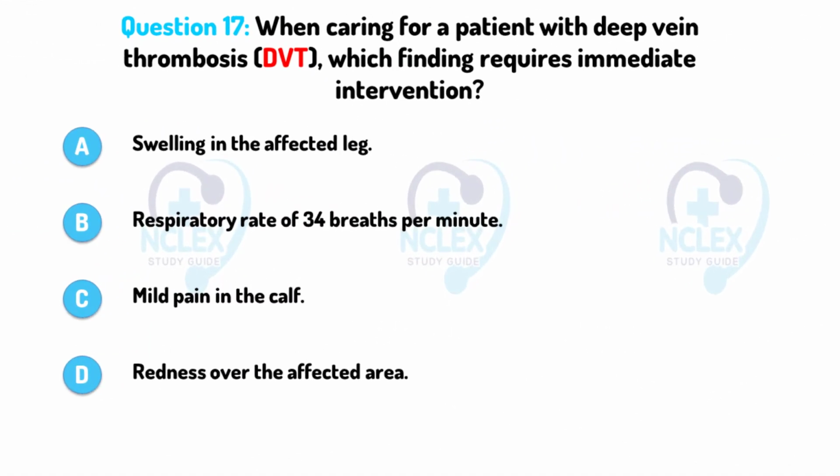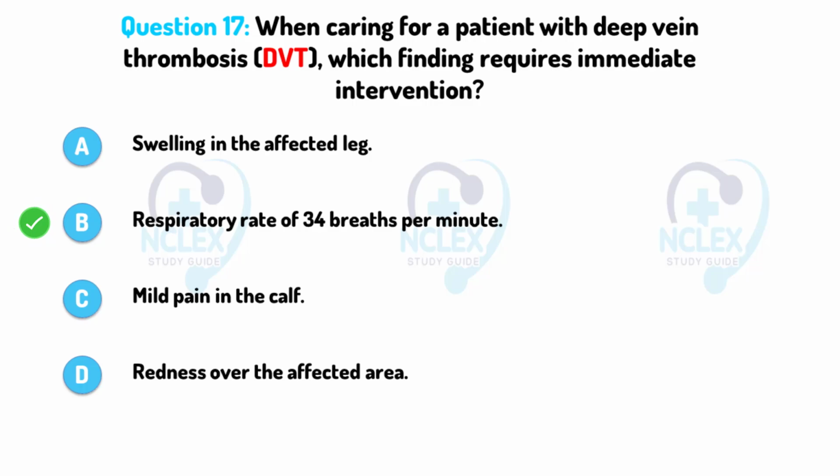Question 17. When caring for a patient with deep vein thrombosis, DVT, which finding requires immediate intervention? A. Swelling in the affected leg. B. Respiratory rate of 34 breaths per minute. C. Mild pain in the calf. D. Redness over the affected area.